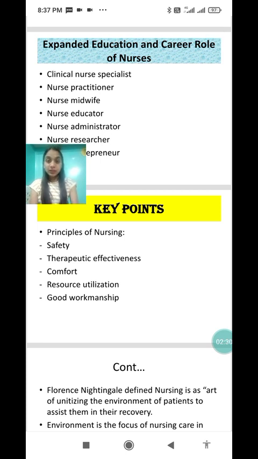Next are some key points related to nursing that are very much important. Principles of nursing. So first principle of nursing is safety. Second is the therapeutic effectiveness. Next is the comfort. Next, resource utilization and good workmanship. So these all are the principles of nursing.